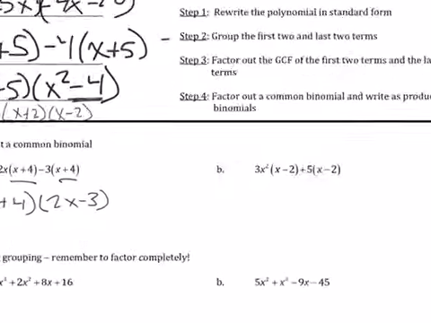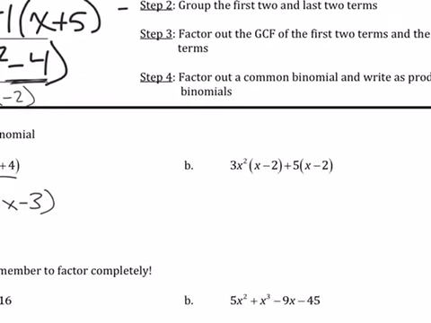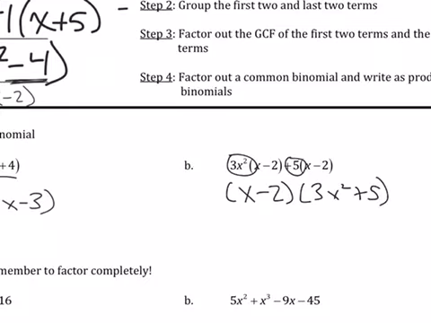Okay, moving on to the next one. We've got 3x squared times the binomial x minus 2, and then a positive 5 times the binomial x minus 2. We're going to do the same thing. We notice that this binomial is the same as that binomial. That is our common one we're factoring out. x minus 2 times 3x squared, got that from right here, plus 5, that's coming from right here.